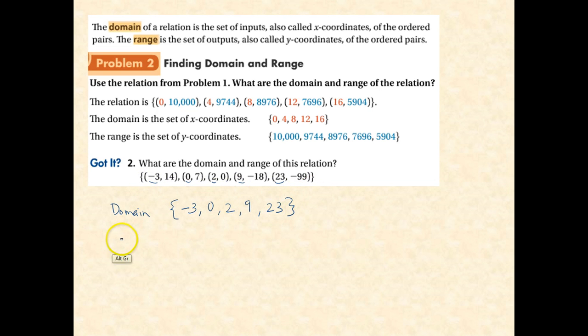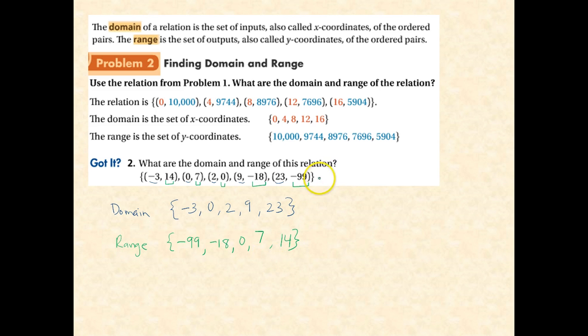What about my range? Well, my range is the set of all my outputs, or all my y values. So I've got 14, 7, 0, -18, and -99. So my least output value is -99. Then I've got a -18. Then I've got a 0, a 7, and a 14.